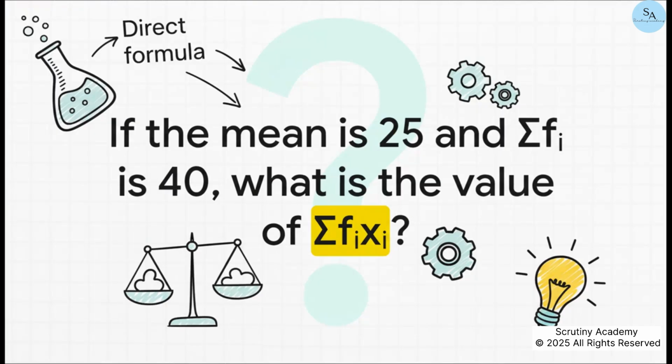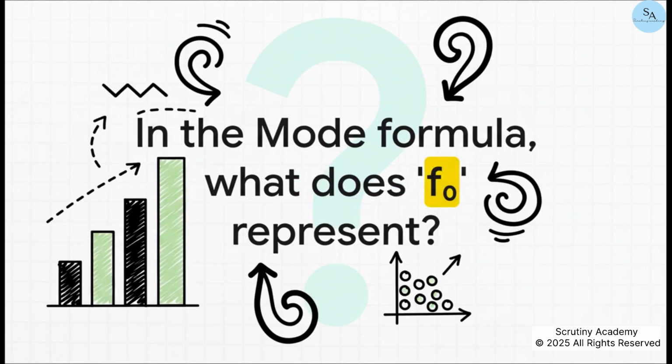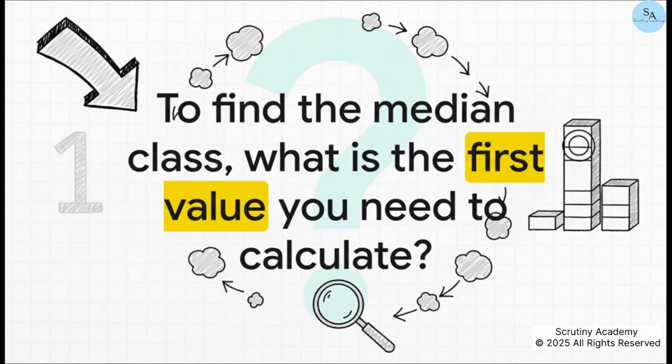All right, first one. A nice quick question on the mean. This is all about knowing that basic direct formula. Question 2 is a direct hit on the mode formula. Do you remember what that little F0 stands for? For question 3, think about the median. What's that very first number you need to figure out to even start looking for the median class?